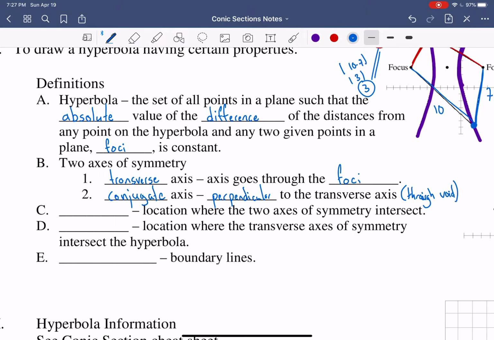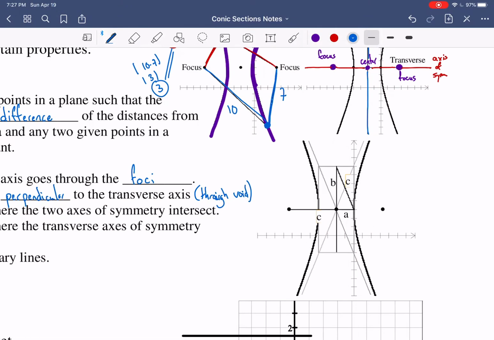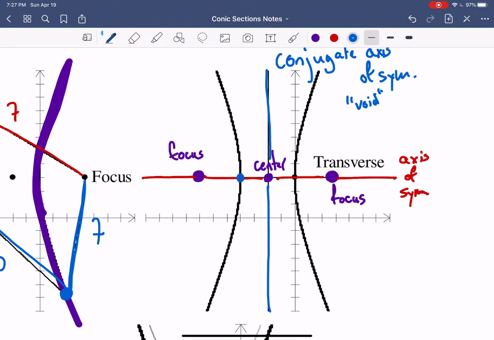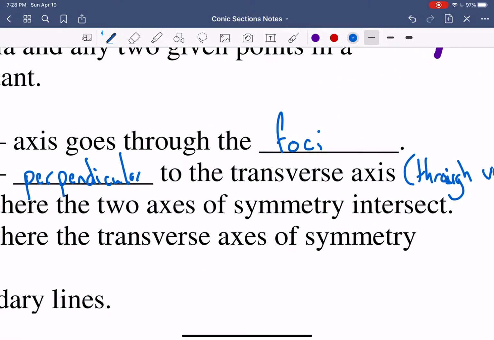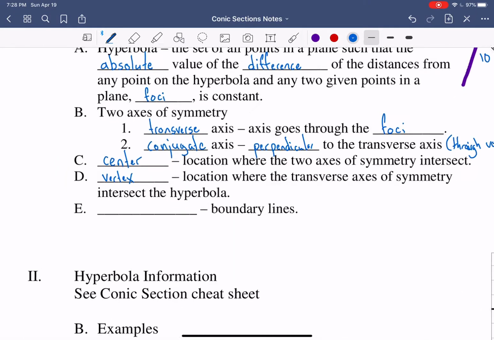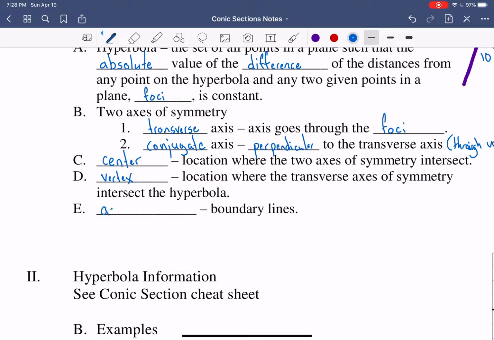All right, we have a couple more words. Where the two axes meet, that's called the center. All right, and then the location where the transverse axis of symmetry intersects the hyperbola, that's called a vertex. All right, so if we look in at this one right here, here would be vertex number 1, and here would be vertex number 2. Kind of looks like a parabola, right, with a vertex at the very most bottom point. And then we will have some asymptotes in this graph.